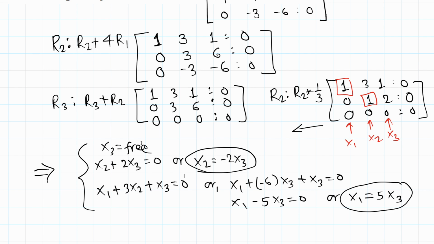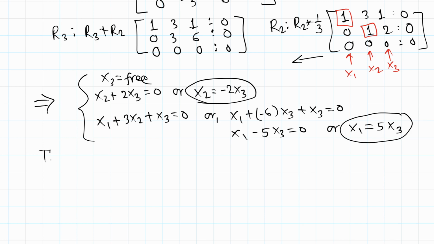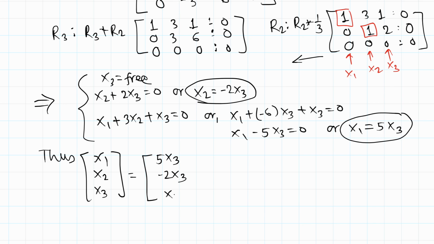Now we need to write this in terms of a parametric vector form. We've done this in the previous sections, but here, x1, x2, x3 in vector form is now: x1 is found to be 5x3, x2 is negative 2x3, and x3 is free, x3. Look at x3, we can factor out, that leaves 5, negative 2, and that nothing means 1. So when we write it this way, this is the solution written in parametric vector form. Final.